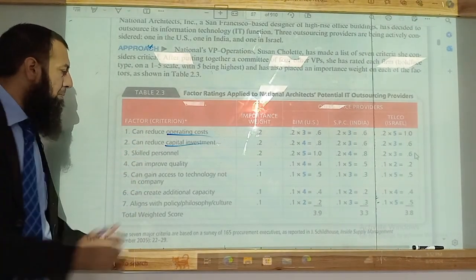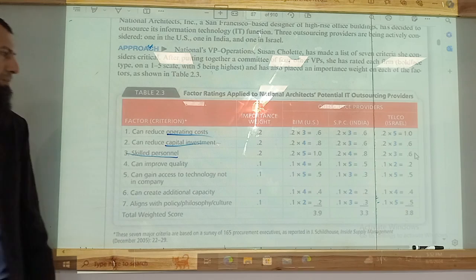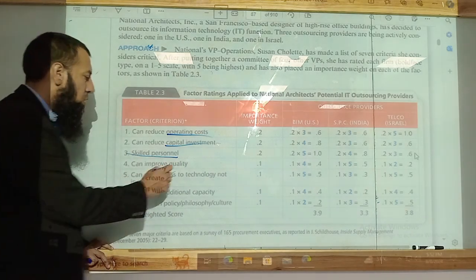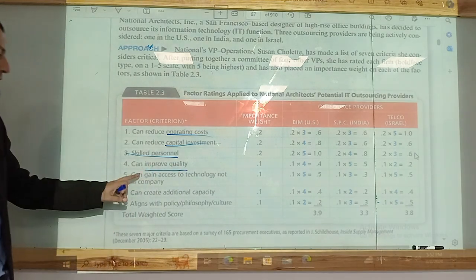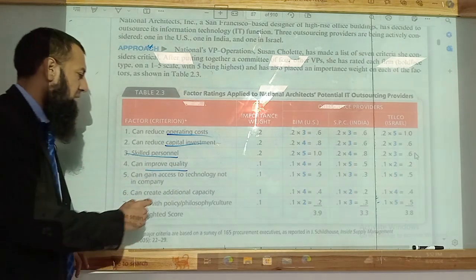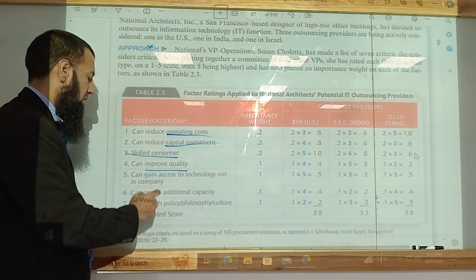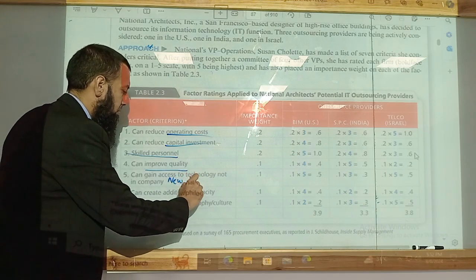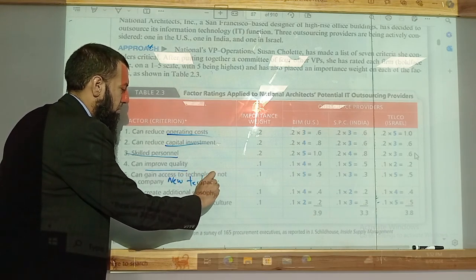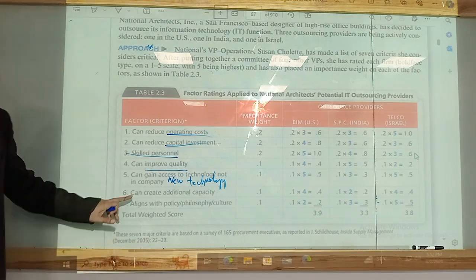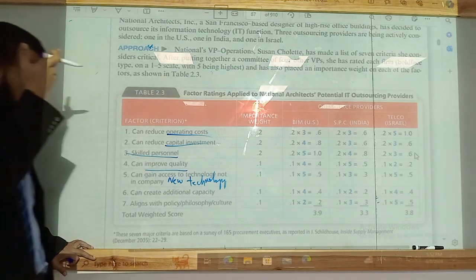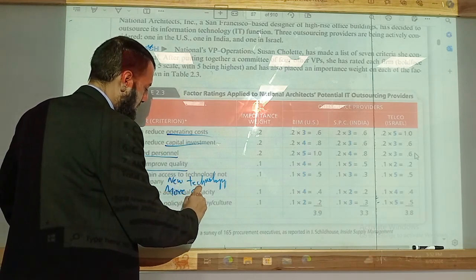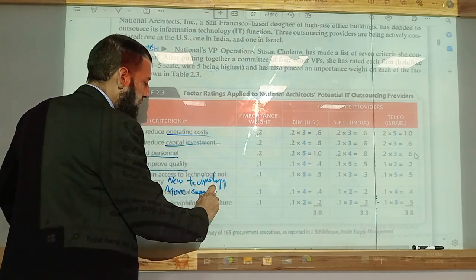Third is skilled personnel. Fourth is improve quality. Fifth is gain access to technology not in the company, new technology. Sixth, can create additional capacity, more capacity. Write it down, everyone.